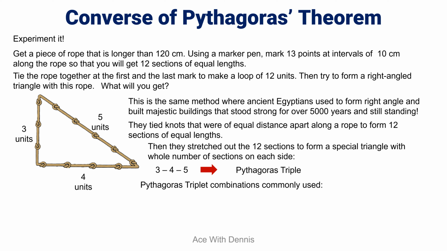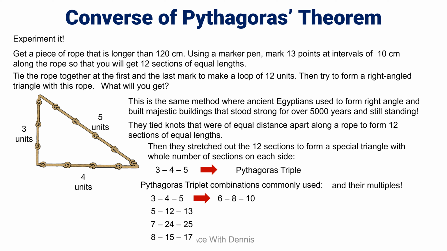Pythagoras triplet combinations commonly used are 3, 4, 5; 5, 12, 13; 7, 24, 25; and 8, 15, 17. And their multiples. So for example, for 3, 4, 5, each number multiplied by 2, we'll get 6, 8, 10. If multiplied by 3, we'll get 9, 12, 15. Multiplied by 4, we get 12, 16, 20. The same applies for the rest of the Pythagoras triplets.